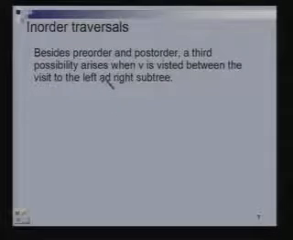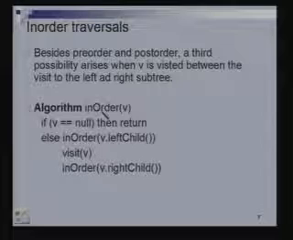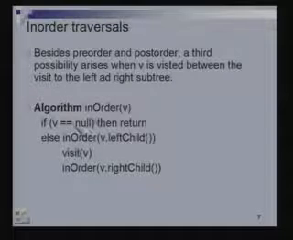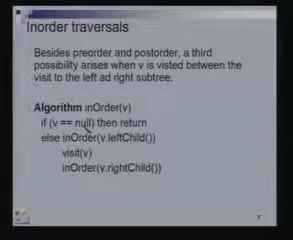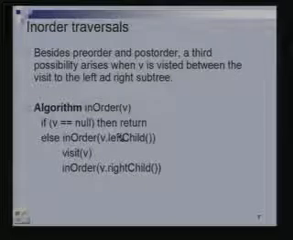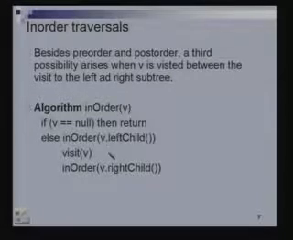Right, so there should be an AND between the visit to the left and the right subtree. So the pseudocode for in-order traversal would look something like the following. If V is null, then we just get out. Else we first do an in-order traversal on the left child, then we visit the node, and then we do an in-order traversal on the right child.